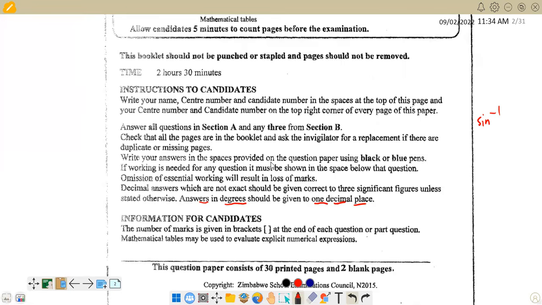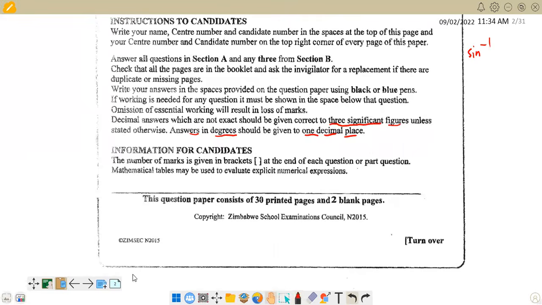Okay, so that's it. And also the other part, the decimal part, this one we had from our paper 1, so we're now used to this one, the 3 significant figures. So we shall just quickly rush through and see what we've got here. So that's what we had on the first part.